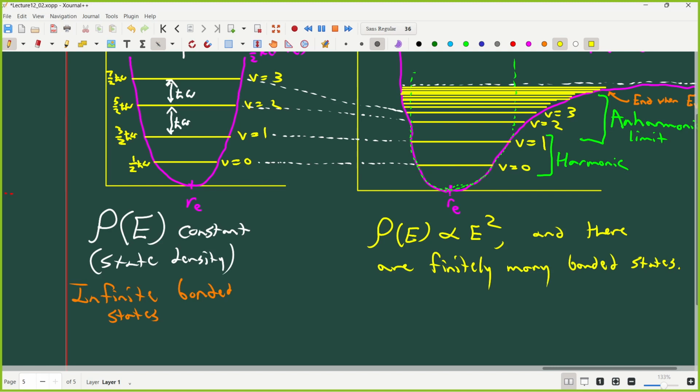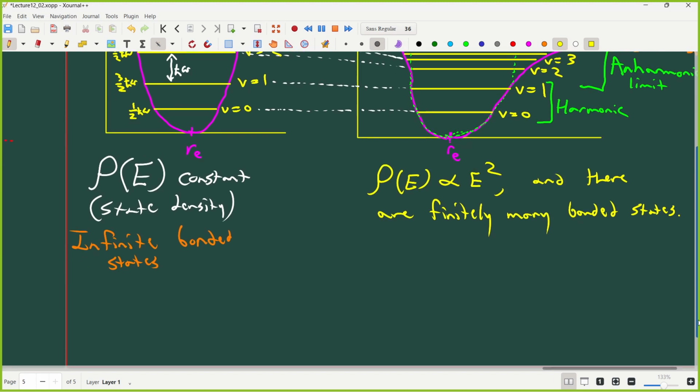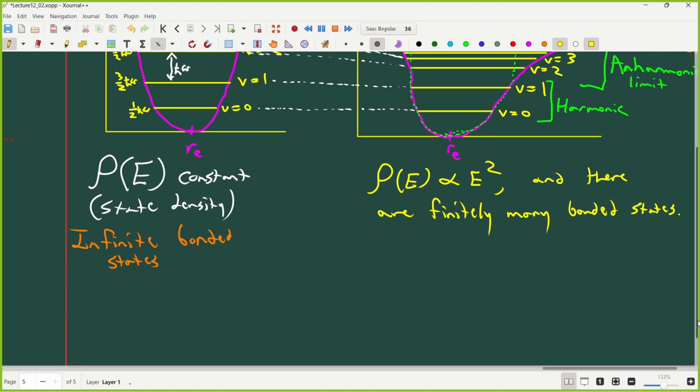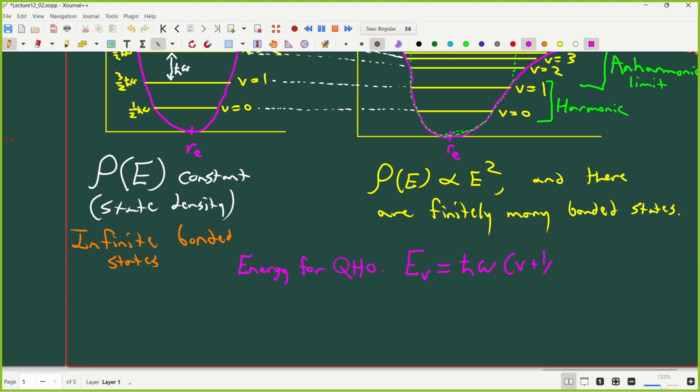Because this will be helpful for your iodine lab. You'll actually work with this a little bit, and also for the homework. But I just want to write a few equations down that are useful. So the energy equation for the quantum harmonic oscillator, we've written down 1,000,000 times. ħω(v + 1/2), right?